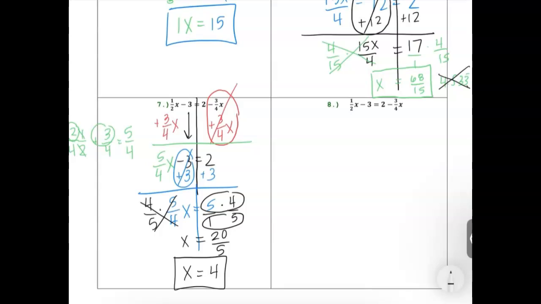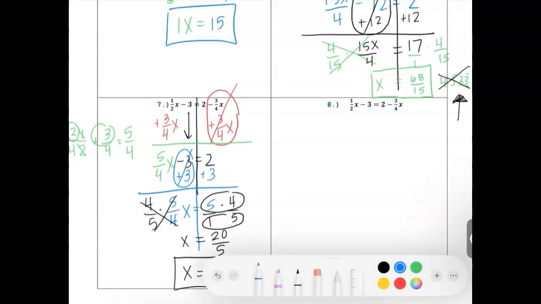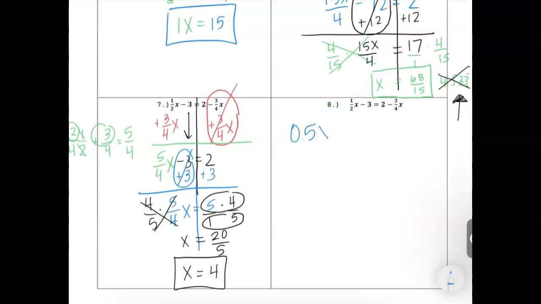Now, I'm okay with decimals if they are really friendly decimals. So this one right here, not a friendly decimal. Nice to keep as a fraction. But this one we also could have solved as 1/2 is the same as 0.5x minus 3 equals 2 minus 3/4 is 0.75x. So you could have converted them to friendly decimals and solved. Go ahead and solve this out decimal way and you should still get that x equals 4. So pause the video and give it a try.